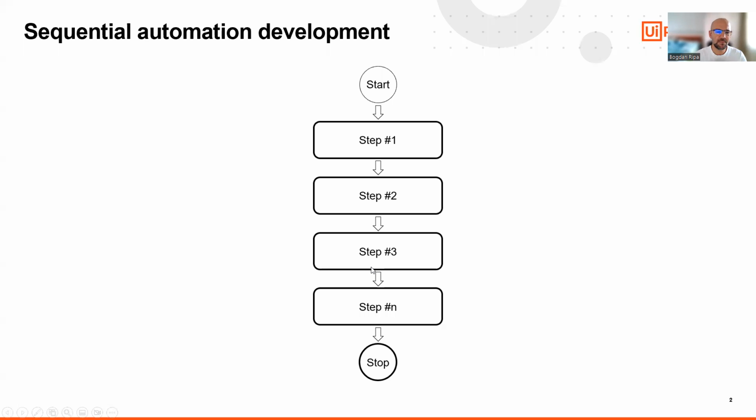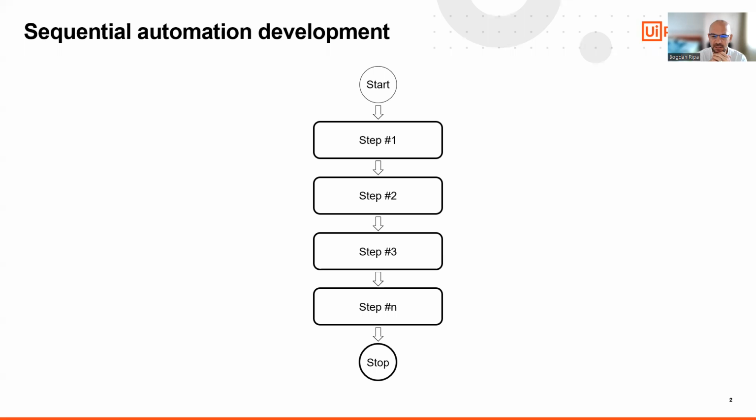This is what automation development looks like today with UiPath. Basically, you open up UiPath Studio, you start a new automation, and you can have sequences or flowcharts, but basically it's the same thing. It's a sequence of steps that the automation can follow, and it goes from start all the way till the end, to stop.